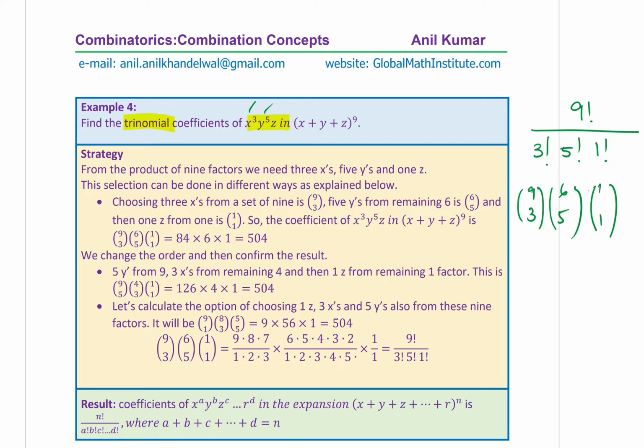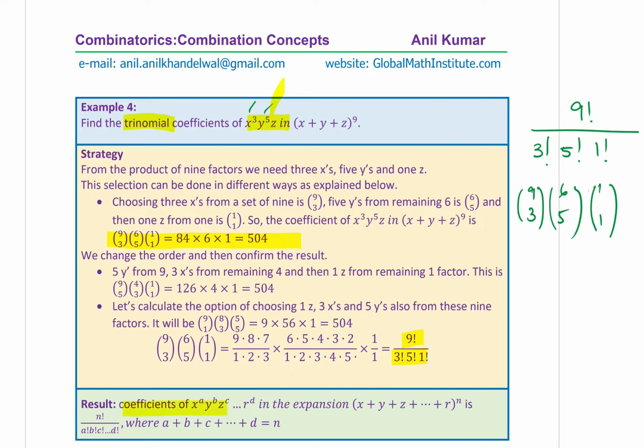And that's what I did. So if you go through this reasoning, do you see this? 9 choose 3 times 6 choose 5 times 1 choose 1 is 84 times 6 times 1, which is 504. You could make a choice selecting z first or y first. It doesn't matter. It will be the same order, and at the end, it boils down to 9 factorial divided by 3 factorial times 5 factorial times 1 factorial.